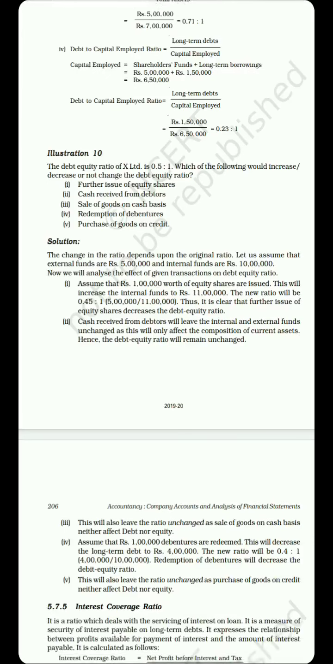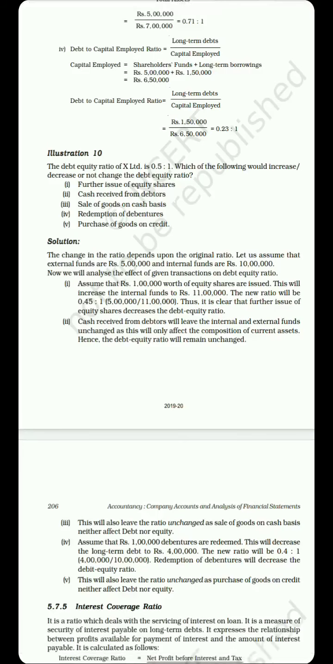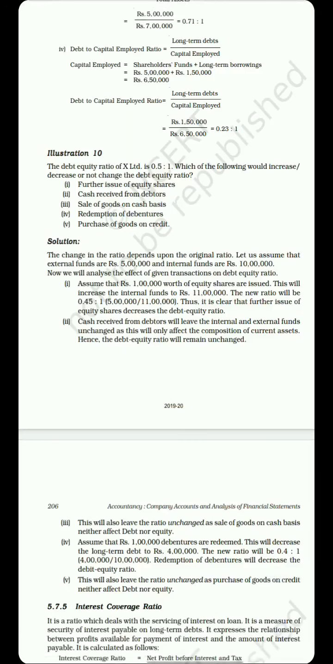Now they assume that the company has issued 1 lakh worth equity shares. So what will happen? It will become 5 by 11 lakhs. Earlier we had 10 lakhs. 10 plus 1, 11 lakhs. The ratio has decreased to 0.45. Hence the ratio will decrease. And when debt equity ratio decreases, it is good for the firm.